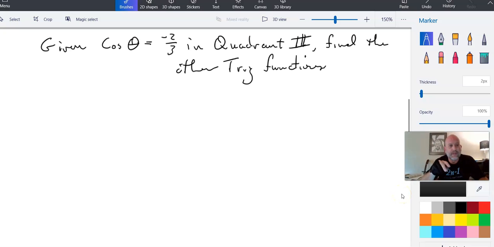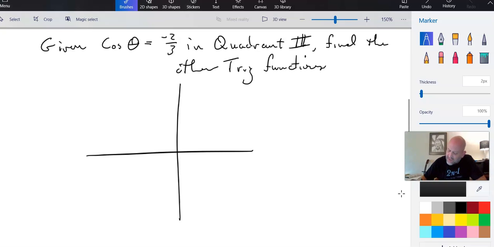Okay. So here's our next problem. Given that cosine theta is equal to -2/3 in quadrant 3, find the other trig functions. And so, there's this question of why does it say quadrant 3? Why does that matter? Why can't I just use -2/3 and go? Well, let's take a look at that.